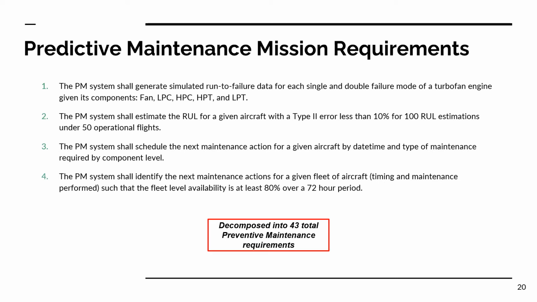Then the system shall simulate the RUL for each given aircraft with a type 2 error of less than 10%. Then we shall make sure the system shall schedule the next maintenance action for a given aircraft by date, time, and type of maintenance. Then the system shall also identify the next maintenance actions for a given fleet of aircraft with an availability of at least 80%.